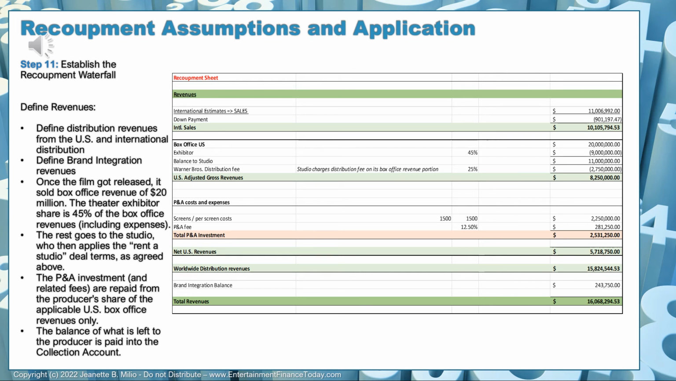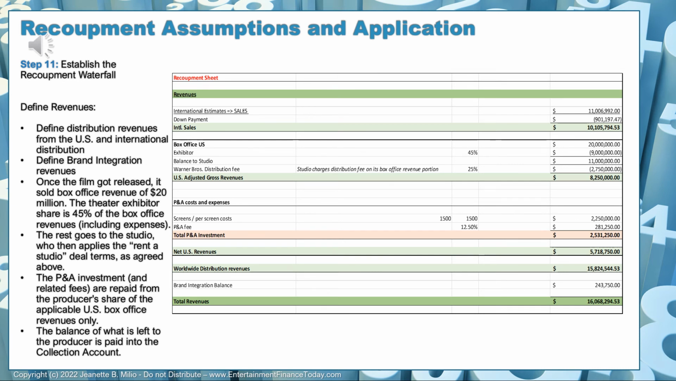We have to obviously deduct the down payment because we received it and used it for the budget. So we're left with international sales revenues of 10,105,794.53. The US, we have a box office of 20 million, 45% paid to the exhibitor. The studio charges its fee on the balance. If we deduct all these costs, we have an adjusted gross revenue of 8,250,000.